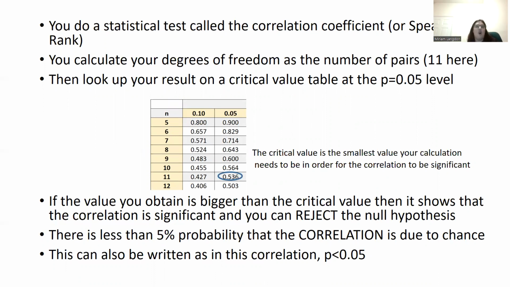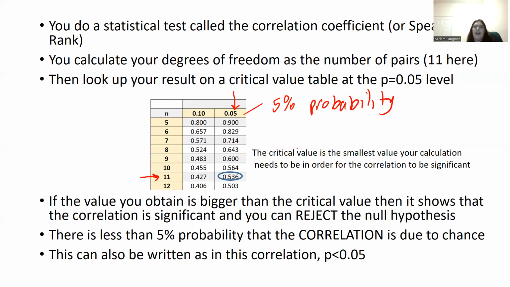Again, you will not be required to do this in an exam, but you may be required to interpret it. So we do the statistical test. We then calculate our degrees of freedom. The degrees of freedom are the number of pairs, which in this particular case was 11. And then we go to our critical value table. So here are 11 degrees of freedom. Remember, we always start with 0.05, which is the 5% probability. And we've got a critical value of 0.536.